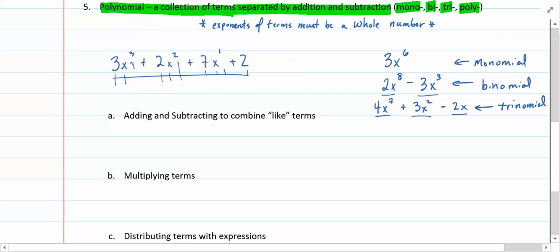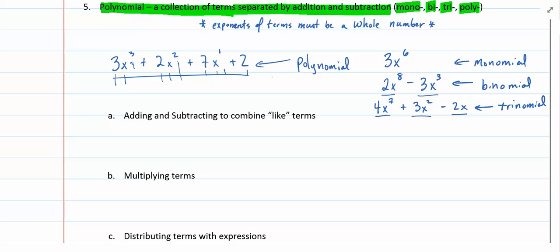If we ever encounter a polynomial with 4 or more terms, we generally don't give it a special name beyond 3, so we would simply call this a polynomial. And in this case, I would say it's a polynomial with 4 terms. If it had more than that, I might say something like a polynomial with 5 terms or 6 terms, or whatever's appropriate for the case.